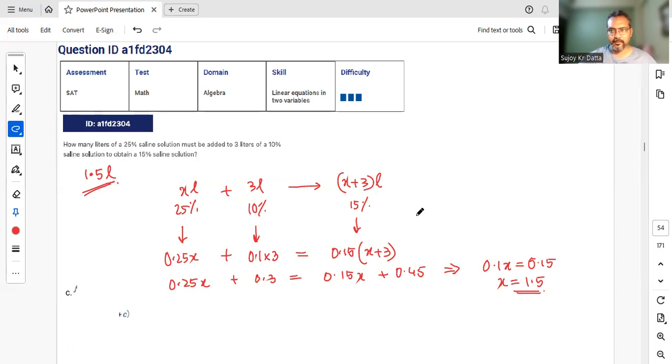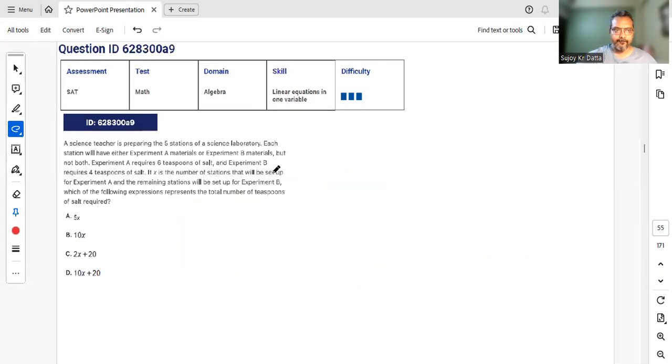Okay, let's go to the next question. A science teacher is preparing the 5 stations of a lab. Each station will have either A or B, but not both. Now A requires 6 spoons of salt, B requires 4.